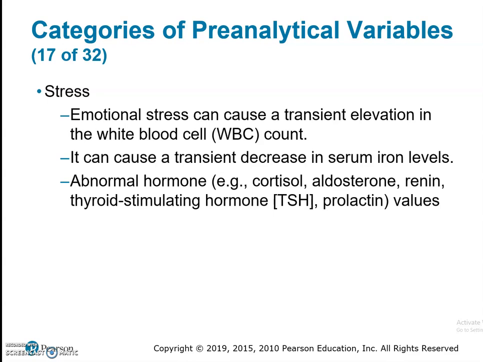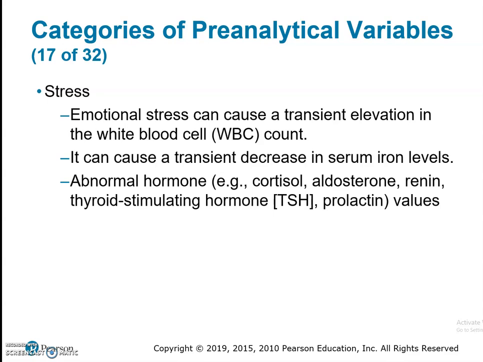Stress. Emotional stress can cause a transient elevation in white blood cell count, so it could be mistaken that the patient has an infection when they truly do not. It can cause a transient decrease in serum iron levels, and abnormal hormone values: cortisol, aldosterone, renin, thyroid-stimulating hormone, and prolactin. Even mild crying was shown to increase white blood cells by 113%. These elevated counts return to basal values within 1 hour.